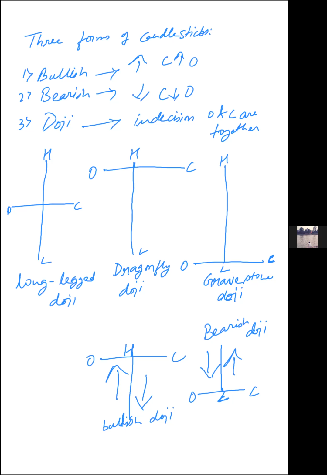You can also metaphorically signify it: a gravestone doji signifies death, while a dragonfly doji is ready to fly. A dragonfly doji is ready to fly. That's how you can metaphorically signify it.